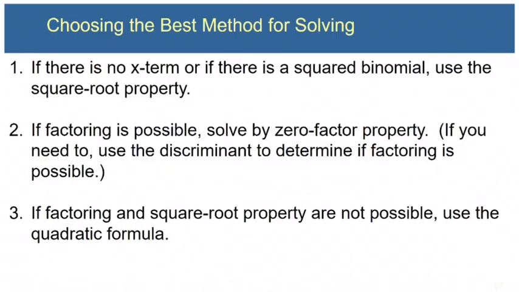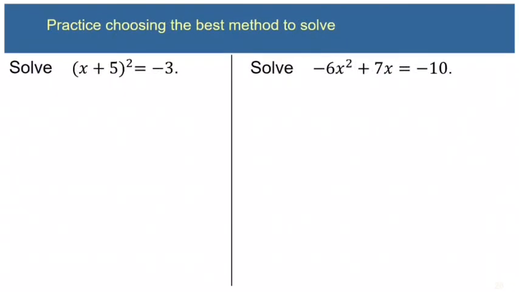Notice that completing the square is never our method of choice. Now you may be asked to complete the square on a quiz, and in that case you should complete the square. But most of the time, either the square root property or factoring or the quadratic formula is going to be your best bet. So here I have a couple of examples for us, and I want you to think about which is the best method to solve.